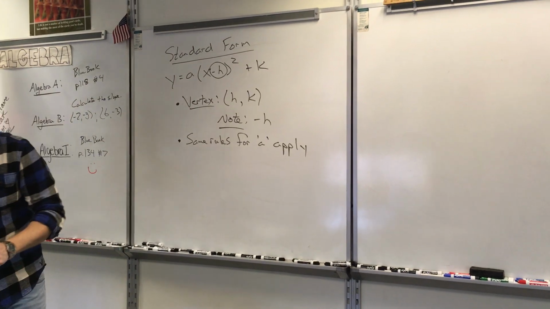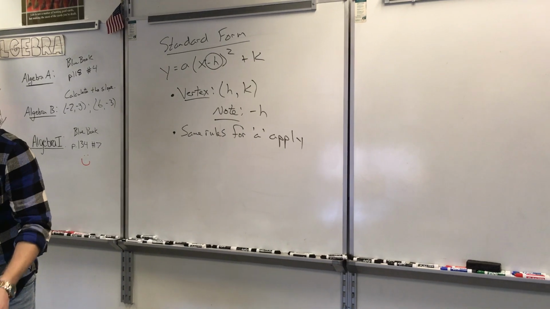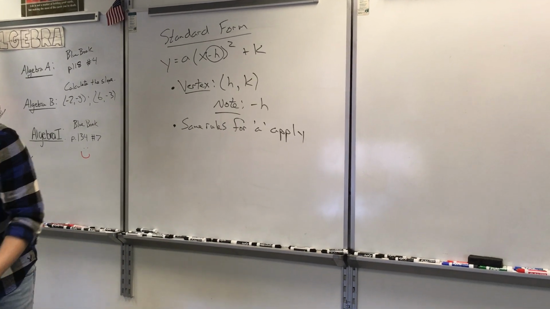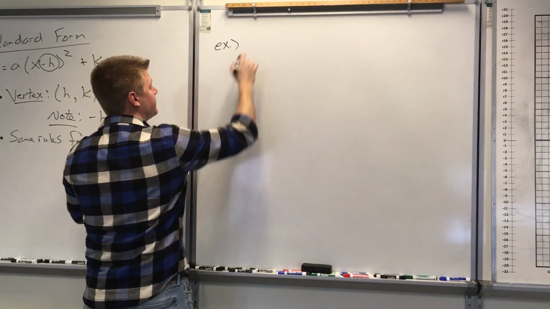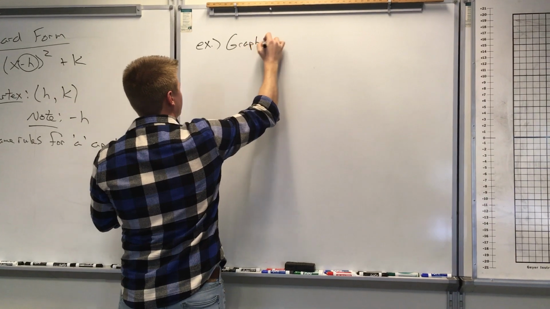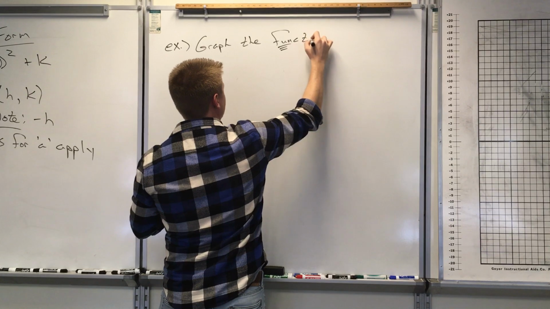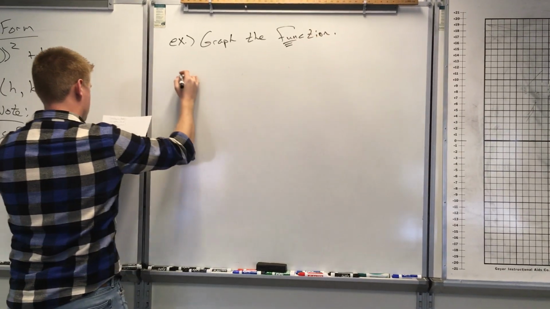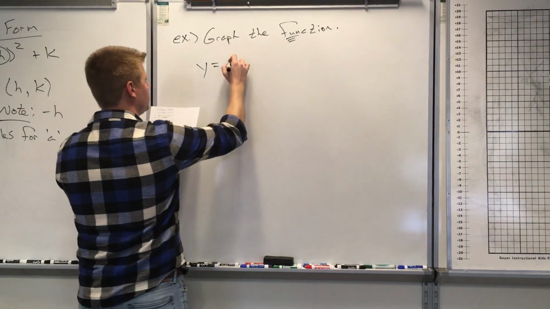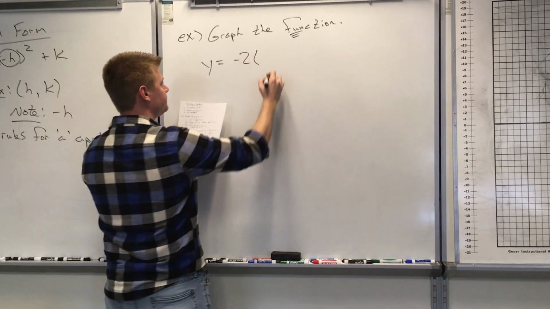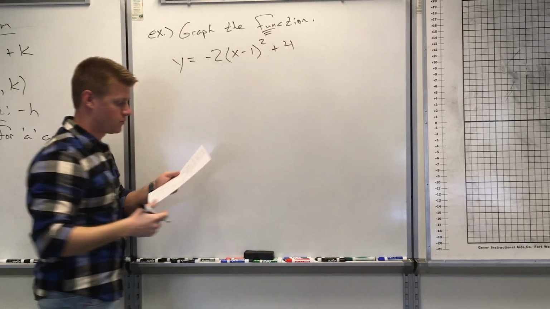Okay. So again, what we're going to do here, we'll go over one or two examples of graphing in standard form. Again, we'll see the positives and negatives to graphing this way. So the first one here, y is equal to negative 2 times the quantity x minus 1 squared plus 4.